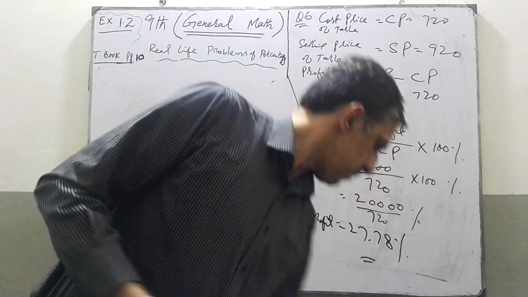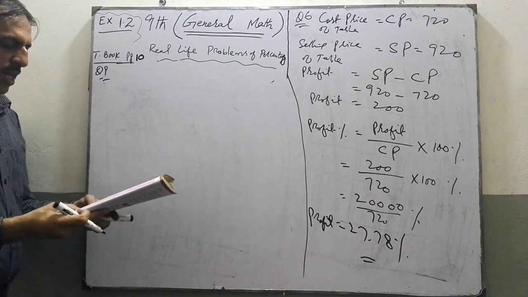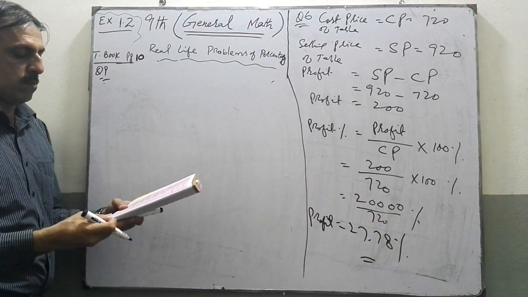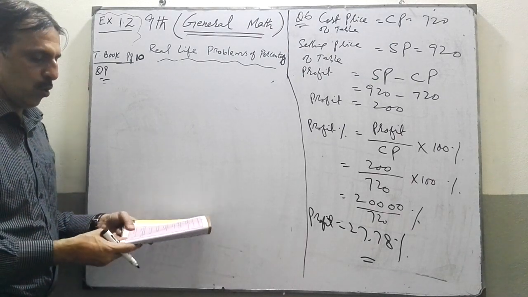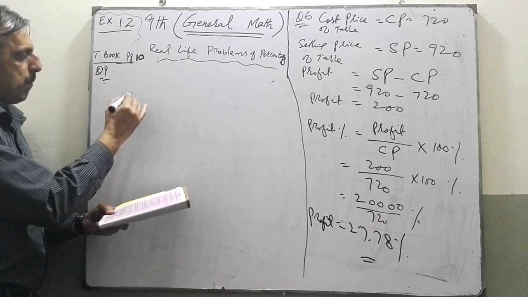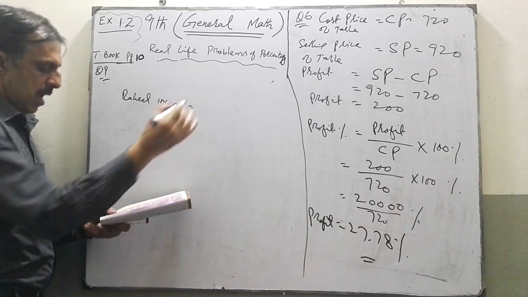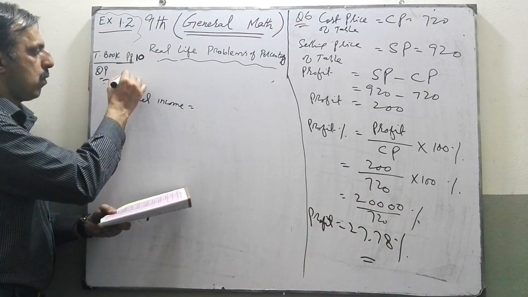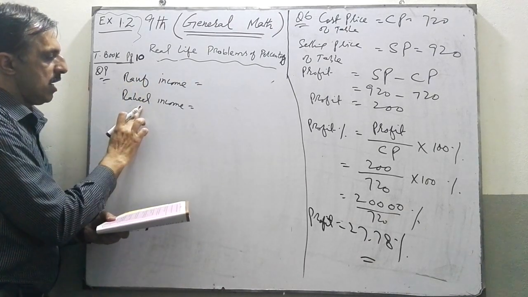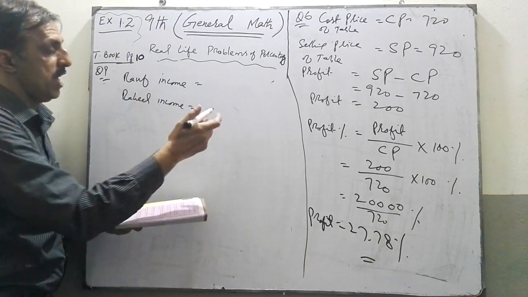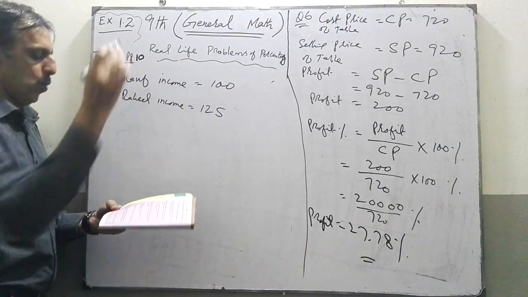Question number 9. Given that Raheel's income is 25% more than Rauf's income. Two persons are there, Raheel and Rauf. Raheel's income is 25% more, so let Raheel's income be 125 and Rauf's income be 100. Let's suppose.